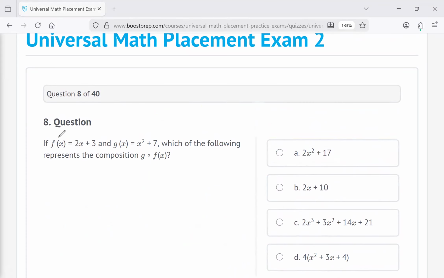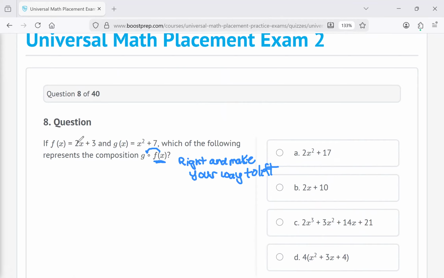Okay, question 8. If f of x equals 2x plus 3 and g of x equals x squared plus 7, which of the following represents the composition g of f? So this is not multiplication, this is composition. In composition, you always have to start on the right-hand side and make your way to the left. So we're going to start at f of x, and we're going to put f of x into the function g.